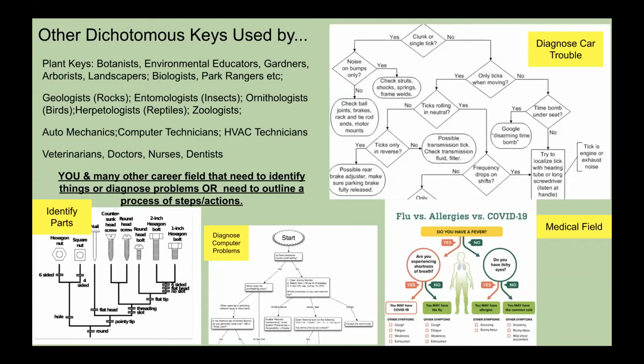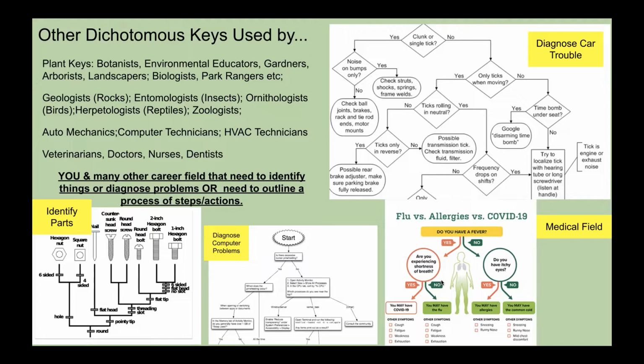On our next slide, not only do scientists use dichotomous keys, but a whole bunch of other career choices. So we have auto mechanics, computer technicians, HVAC technicians. I know I was having car troubles last year and they were trying to figure out what was wrong with my engine. So they used something very similar to this to figure out that it was my turbo that was malfunctioning. Mechanics might use a dichotomous key, as you see here on the bottom, to help them identify different nuts and bolts.